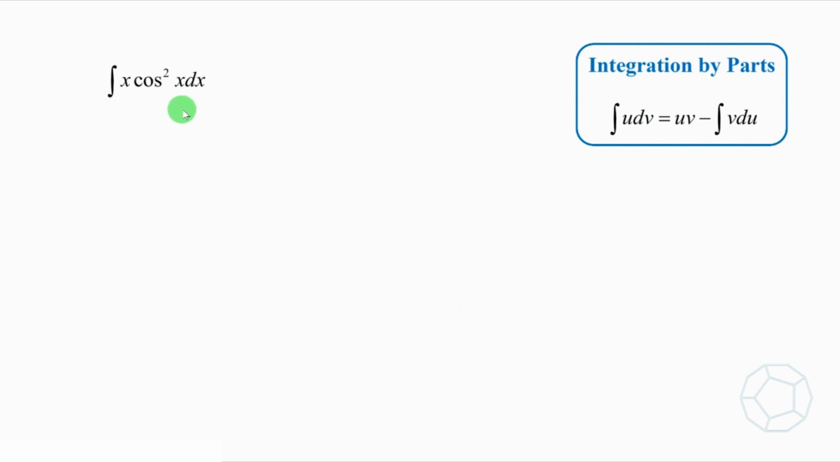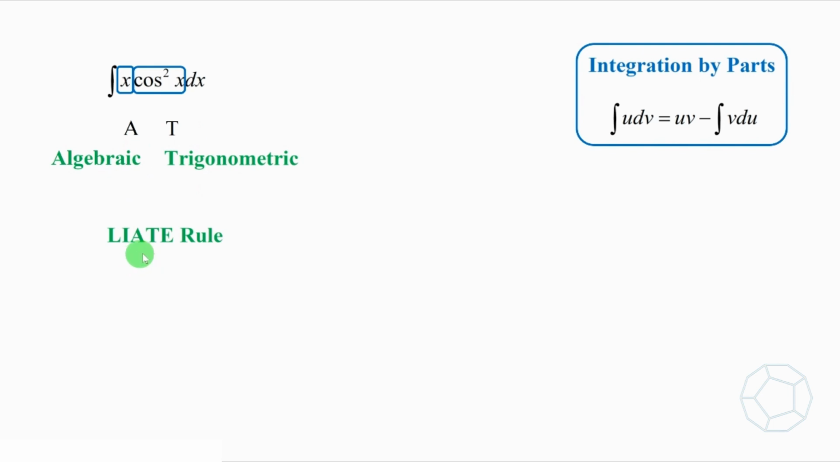Integrate x cosine square x dx. First of all, we have to decide which term to be absorbed into the differential. Because x is algebraic function A, cosine square x is trigonometric function T, by the last rule, A is in front of T. So A is u and T is dv. In other words, we have to absorb cosine square x, that is to integrate it. However, there's no simple formula to integrate cosine square x.